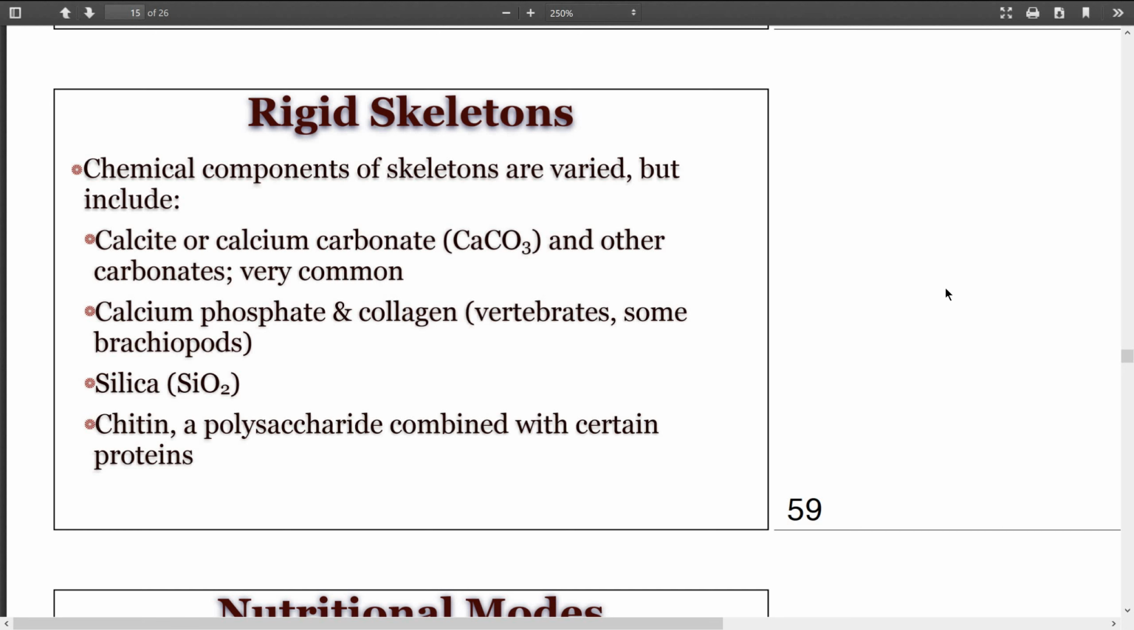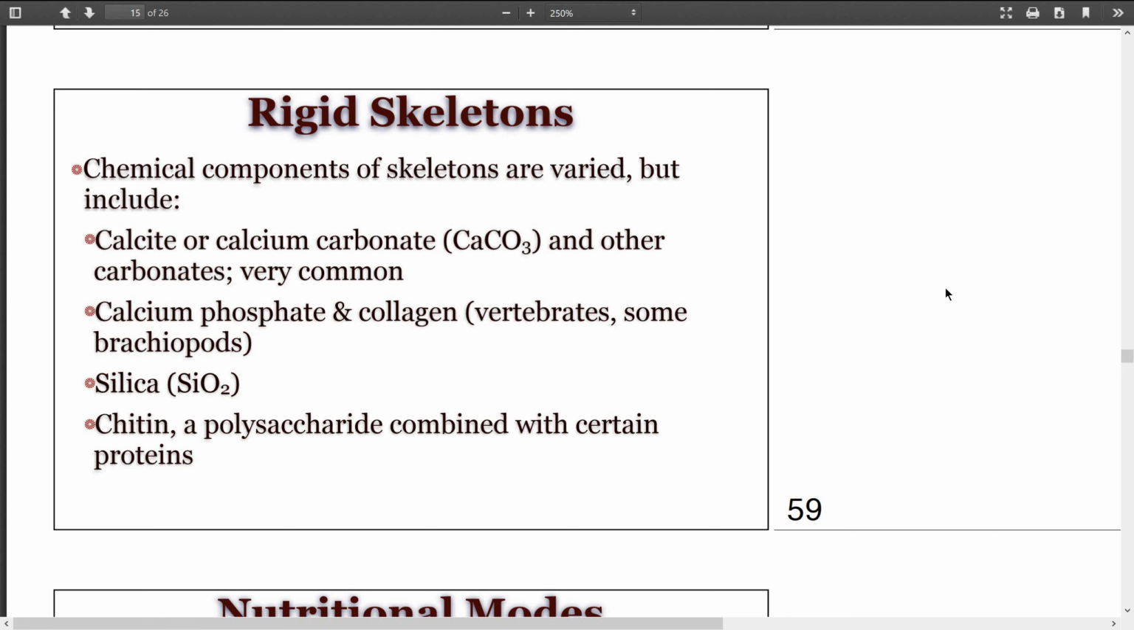Skeletons, as I said, have a mineral as well as an organic component. There are various different types of skeletons, but the most common mineral in the majority of animals, and even some algae, like coralline algae, is calcite or calcium carbonate, CaCO3. There are various forms of calcite in terms of how it crystallizes and binds to water and things like that, but basically they're all calcite or calcium carbonate, and a few other carbonates as well.